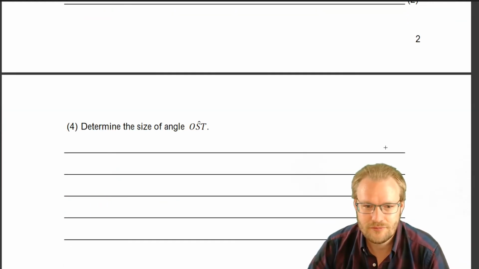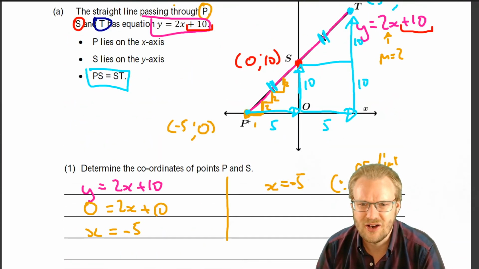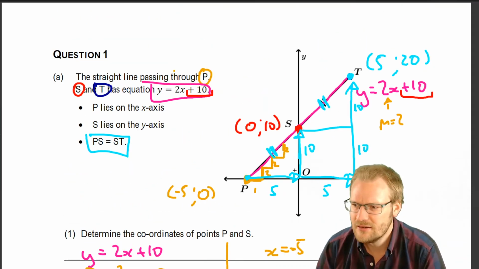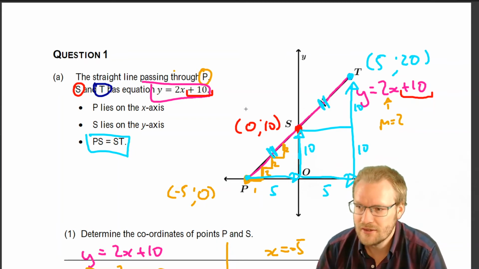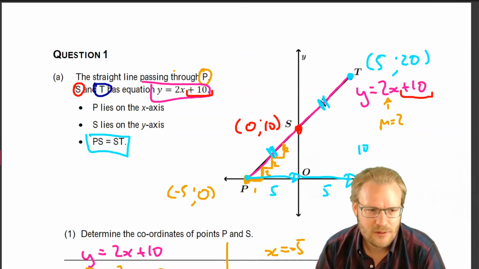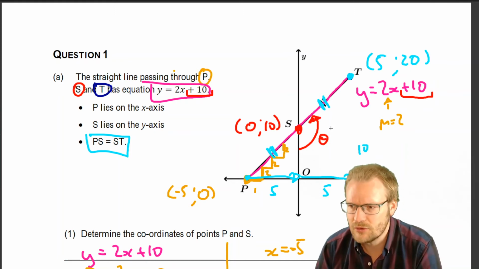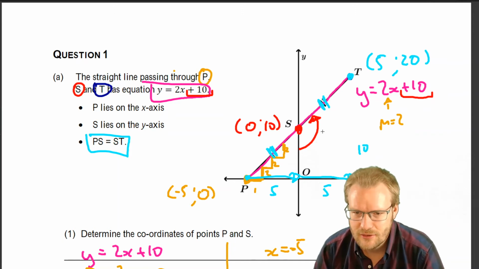Determine the size of angle OST. Ooh, how do I work out OST? This angle like that. Interesting. I wonder what we need to do here. So let's see, maybe some triangles will help us. It's asking us, what's this OST? So that angle around there. Let's not call that theta actually. Let's just say, what is that angle?